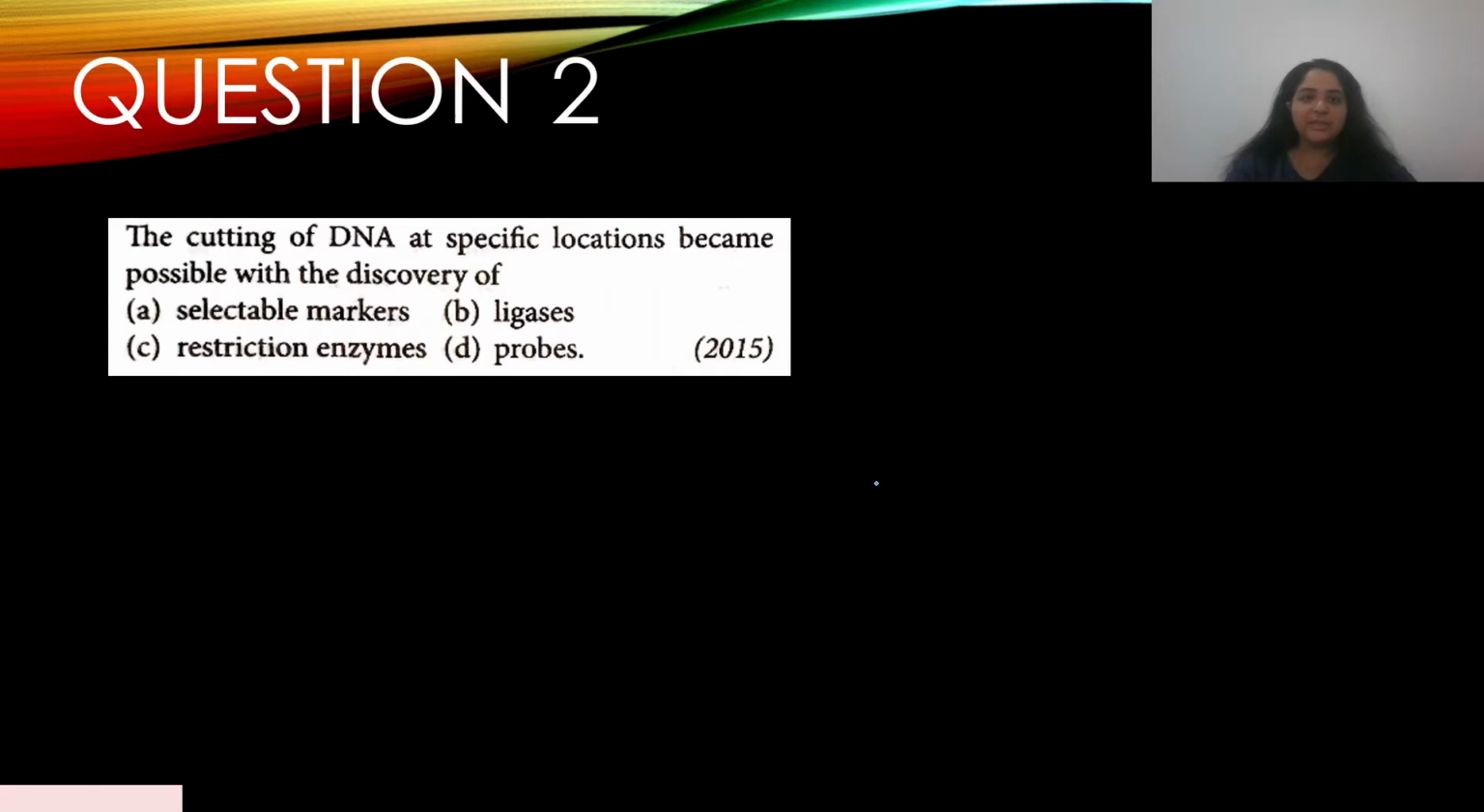Question number 2. The cutting of DNA at specific locations became possible with the discovery of, and this appeared in the year 2015 again, A. selectable markers, B. ligases, C. restriction enzymes, or D. probes. The cutting of DNA at specific locations became possible with the discovery of restriction enzymes, and the answer is C. Let's go to the discussion.